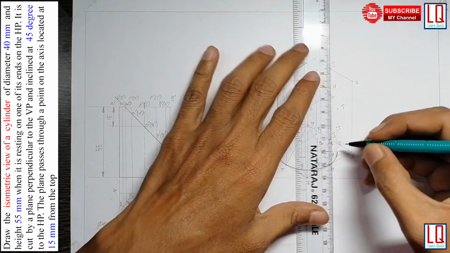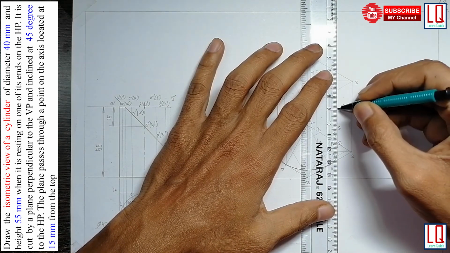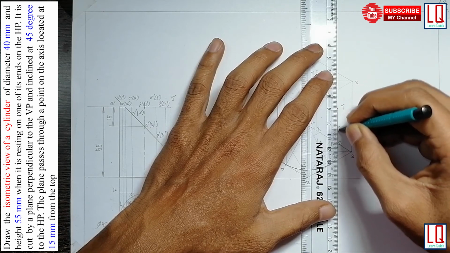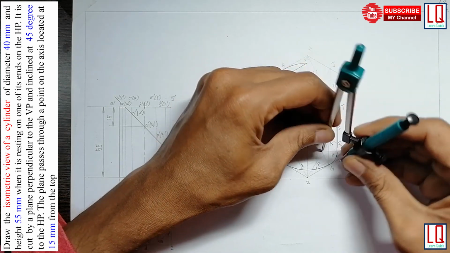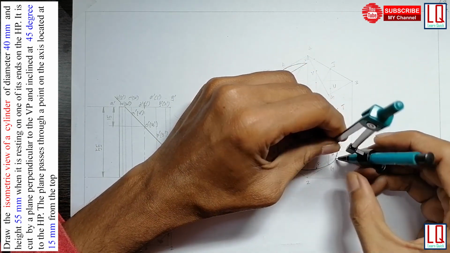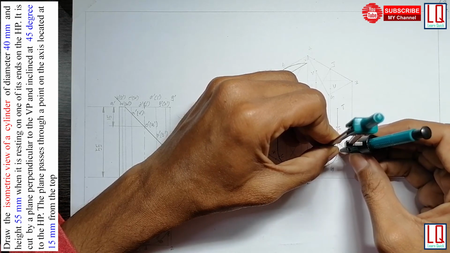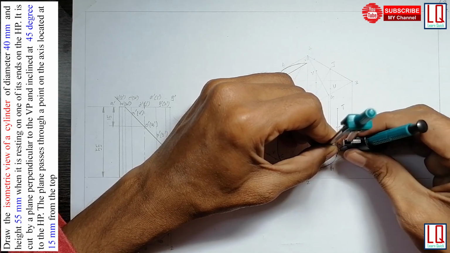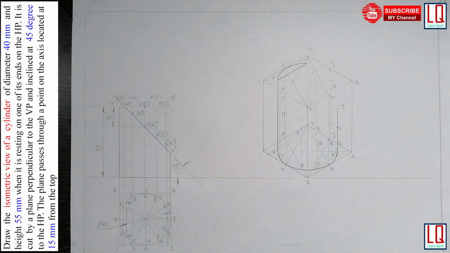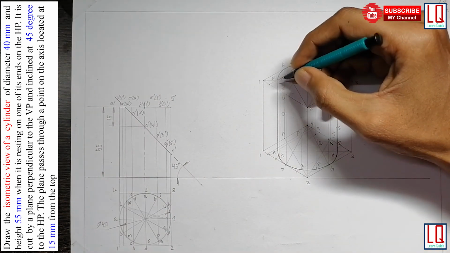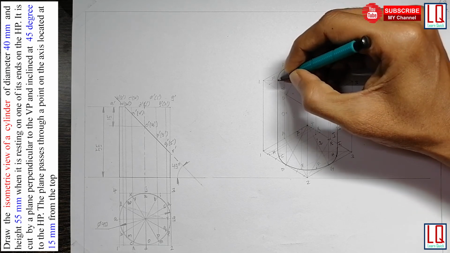So now here I join the points I and T, which is the extreme generator, which will be visible, and here complete the small V till I. Now starting from the point M, join all the points in freehand.